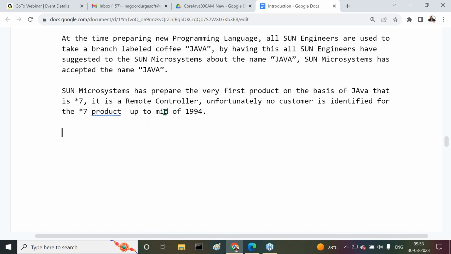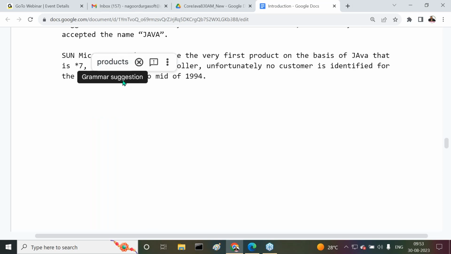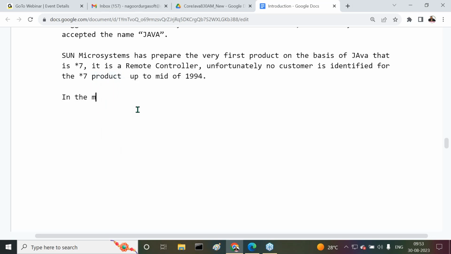Good. Now observe carefully, all of you. What is the next one here? Understand it clearly. The next point is this: in the mid of 1994, there is a demand for the WWW in the internet. As part of the internet, there is a demand for WWW.